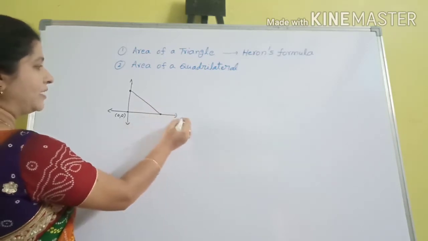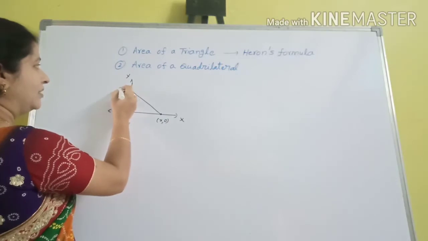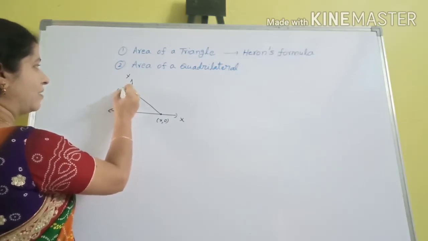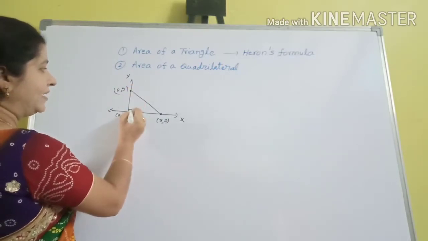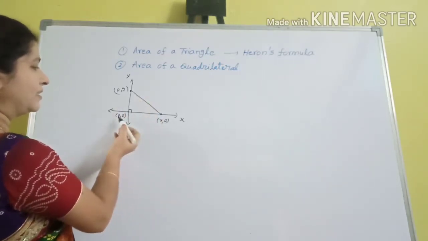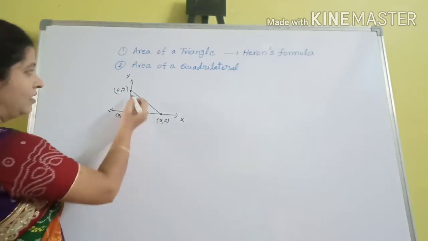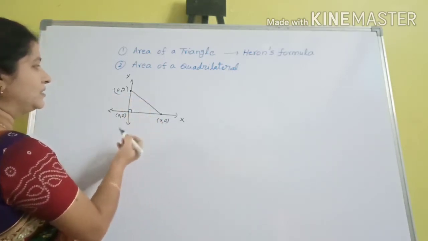So all the points on x-axis are x, 0. All the points on y-axis are 0, y. It makes a right angle triangle. So the 3 points are given like this. First one is origin, second one is on the x-axis, third one is on the y-axis. So how can you find the area of this triangle?